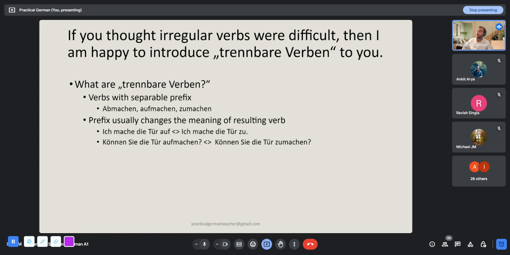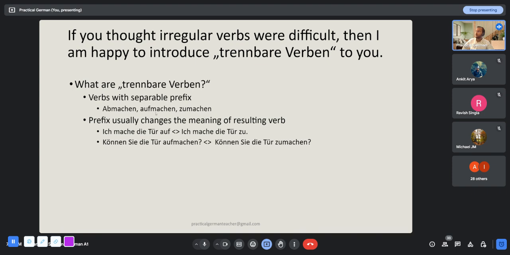But notice, if I use a modal verb, können Sie die Tür, now the prefix is with the verb. Again here as well. Können Sie die Tür zumachen? The zu is with the verb. So whether the prefix is with the verb or not depends on whether you use a modal verb or not. So that is one end.